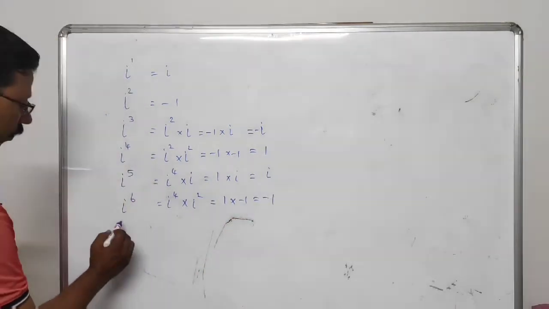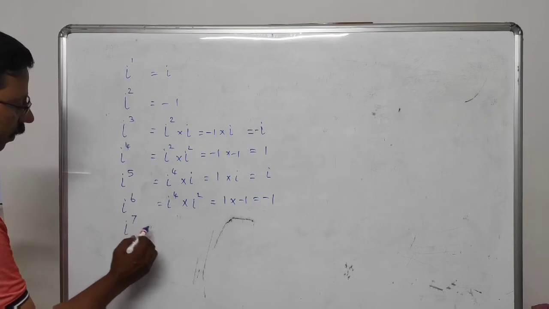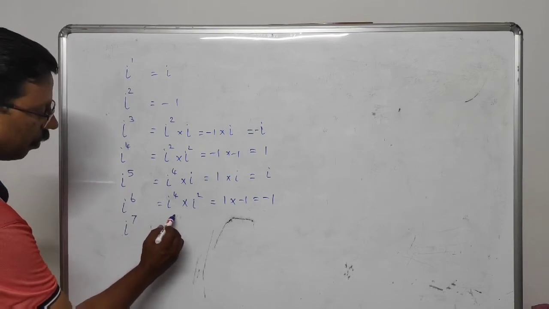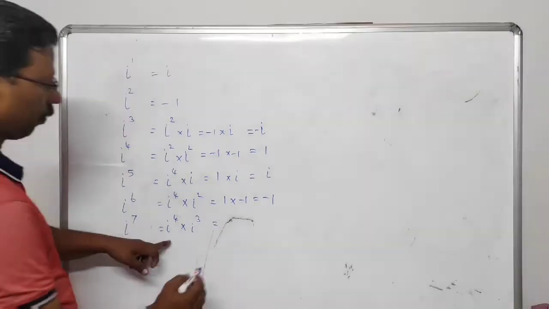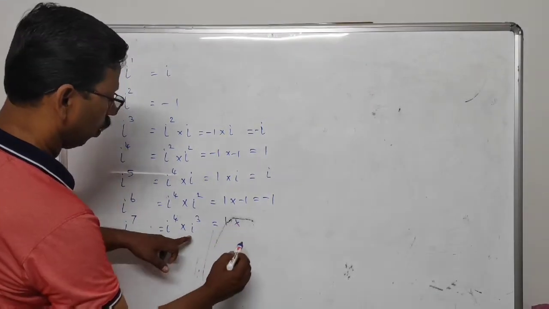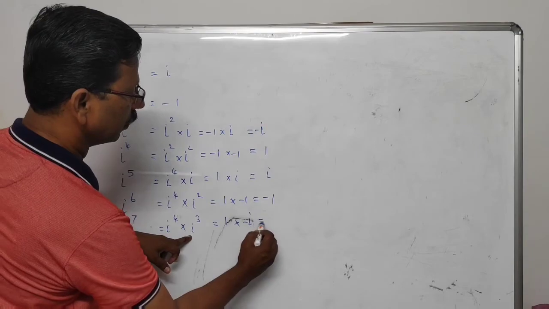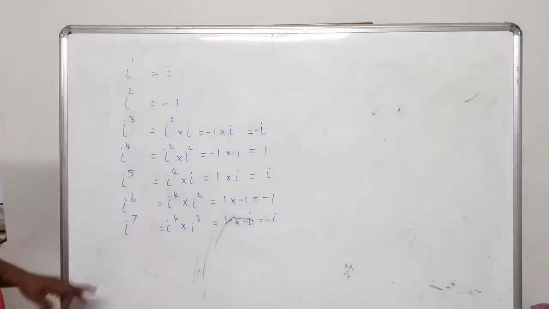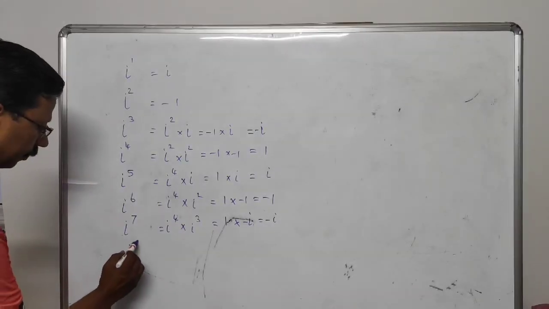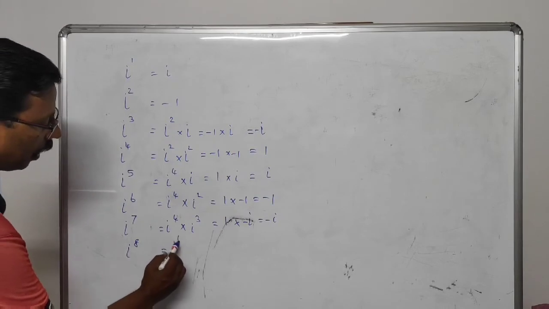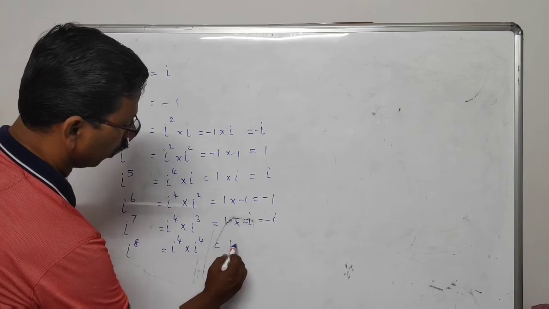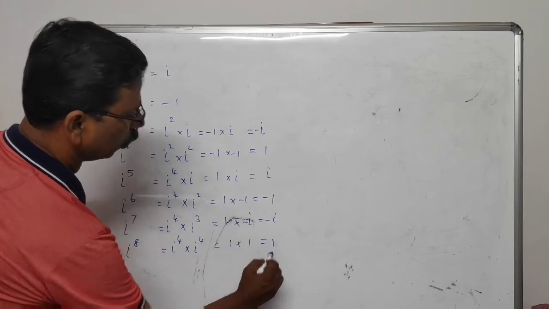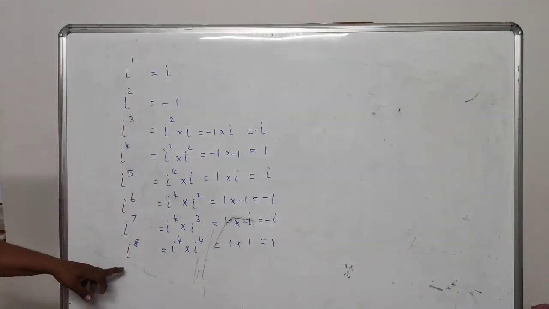Now, i power 7 is equal to i power 4 into i cubed, which is equal to i power 4 is 1, into i cubed is minus i, which is equal to minus i. Now, i power 8 is equal to i power 4 into i power 4, which is equal to 1 into 1, which is equal to 1. Like this, you can find i power 9, i power 10, and go on.